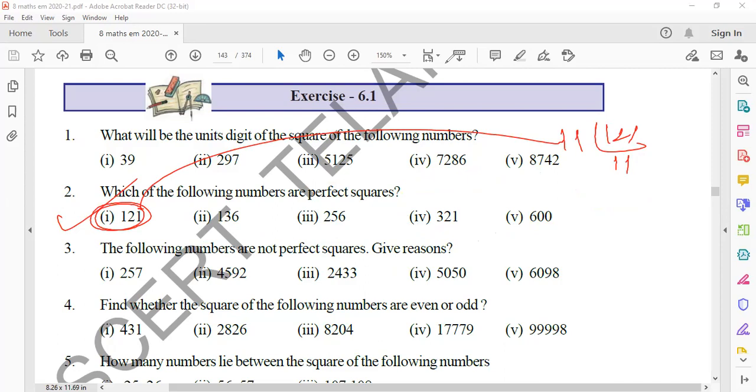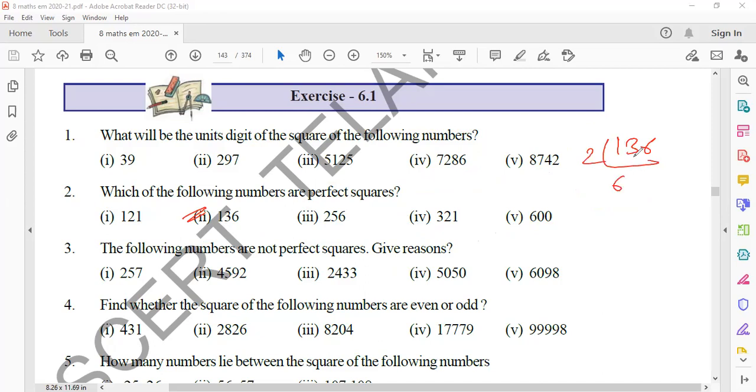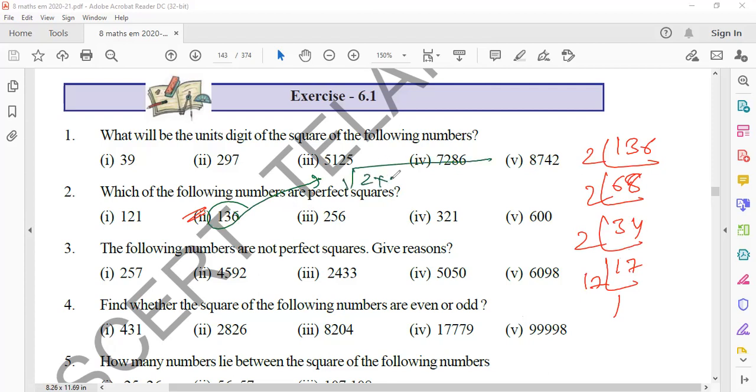But if you take a second question, this 136 is there. Let us take 136. 2 6s are 12, next 2 8s are 16, 16. Next 2 3s are 6, 2 4s are 8, 2 8s are 16, then 17, 17 ones are 17 only. Clear? If you take the square root of this, is it a perfect square or not? So what is there? Square root, try to find out. So 2 into 2, 2 into 2, 17 is there.